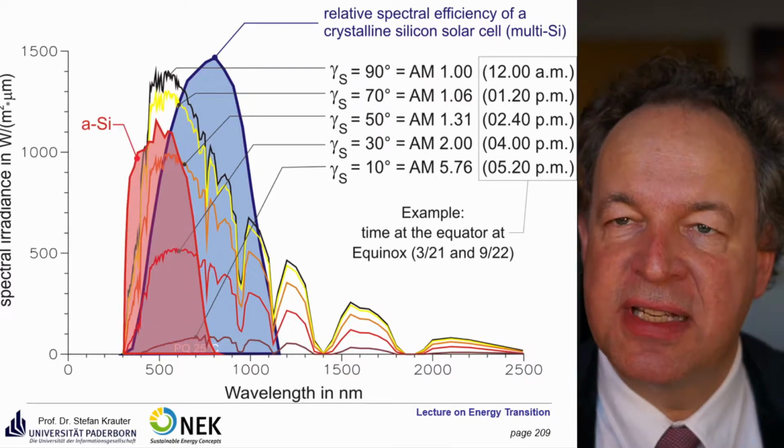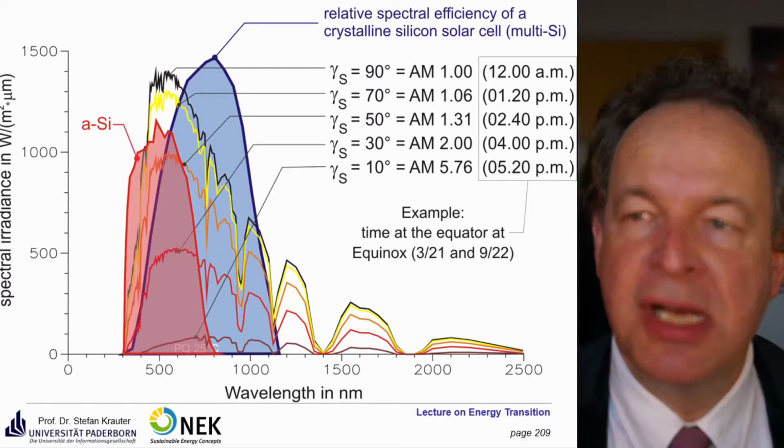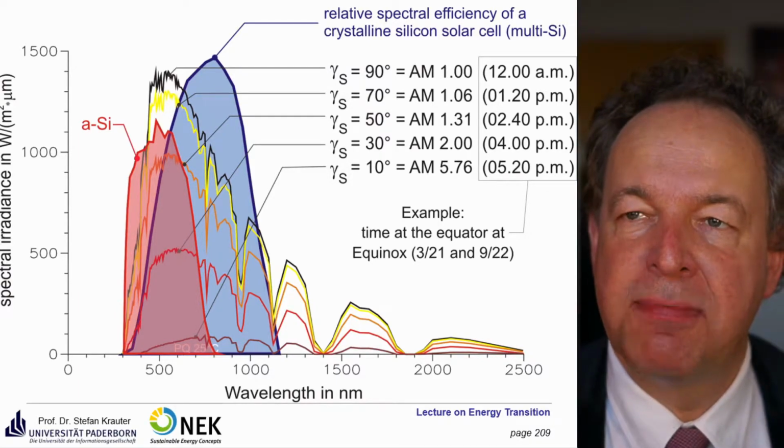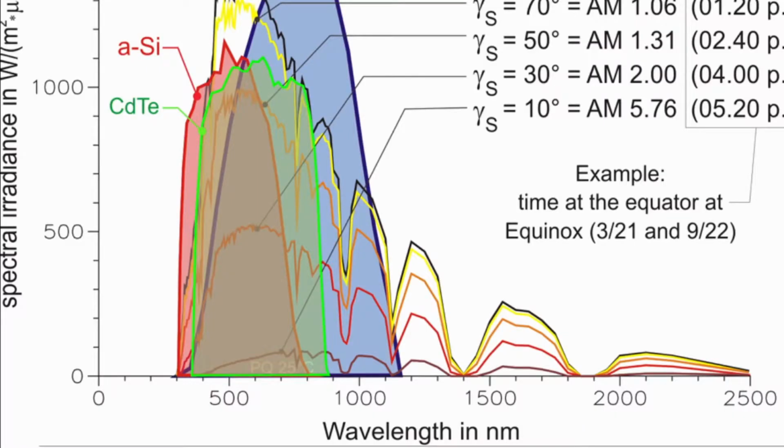This is an amorphous cell, so this is more sensitive in the blue region. So usually during midday at this position it converts better. This is a cadmium telluride solar cell.